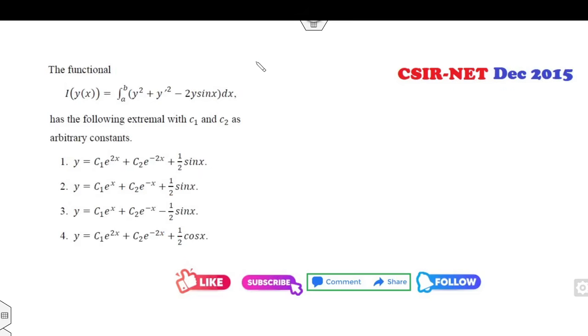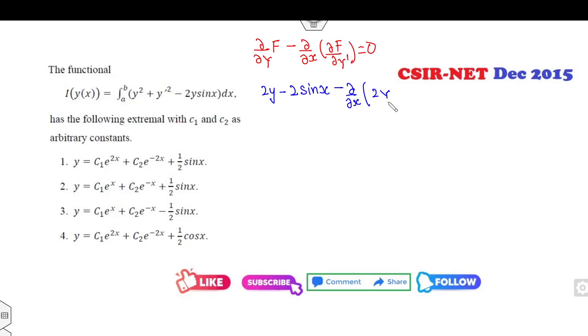Look at this another one. Again, this is a function of x and y as well as y dash. I can start with this equation, so I can substitute the values. What is the y? It's 2y minus 2 sine x minus partial derivative del f upon del y dash is equal to 0. I can cancel that 2, then y minus sine x minus y double dash is equal to 0, or I can write it as y double dash minus y is equal to minus sine x.